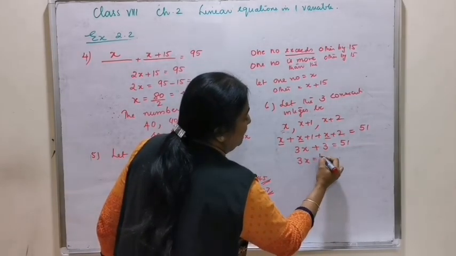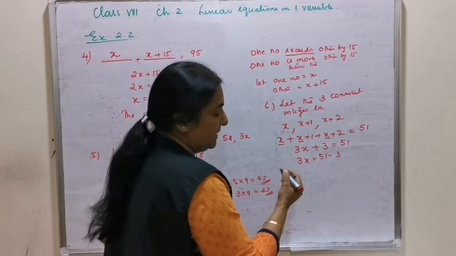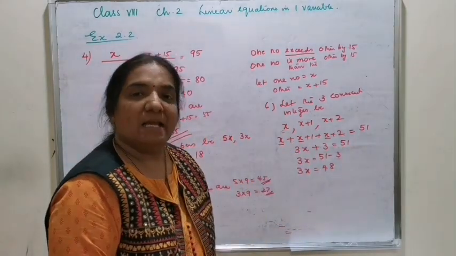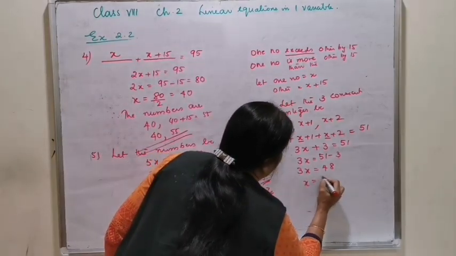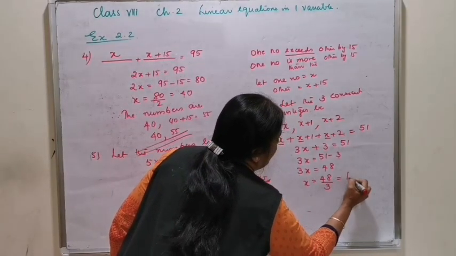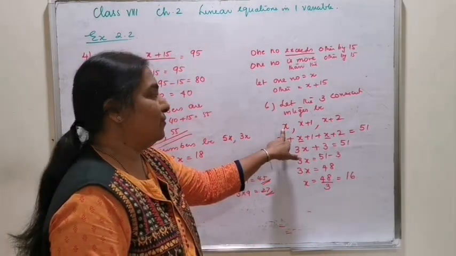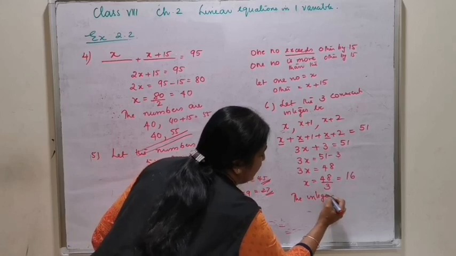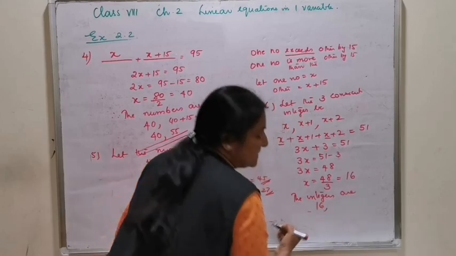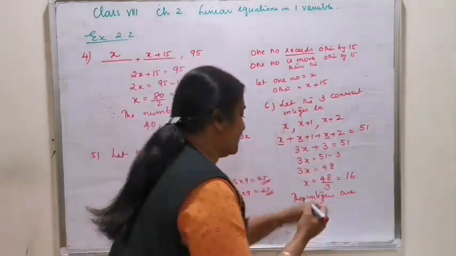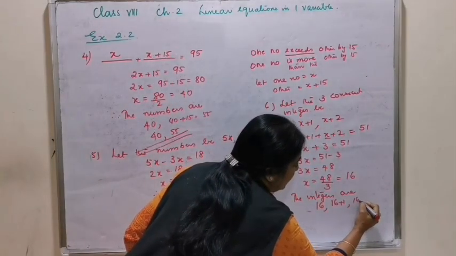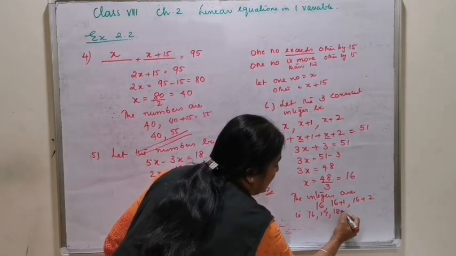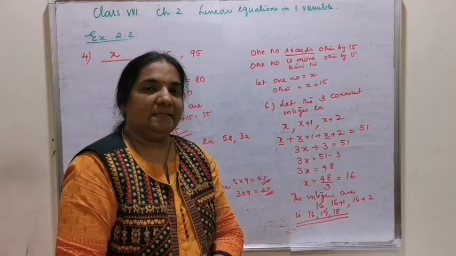3x is equal to 51 minus 3. 3x is equal to 48. 51 minus 3 is 48. x is equal to 48 divided by 3, which is equal to 16. Therefore, the integers are: first number is 16, second number 16 plus 1, and the third number 16 plus 2, that is 16, 17 and 18.